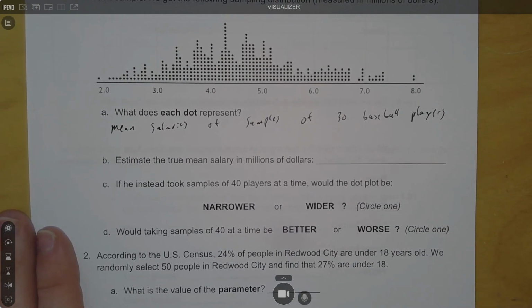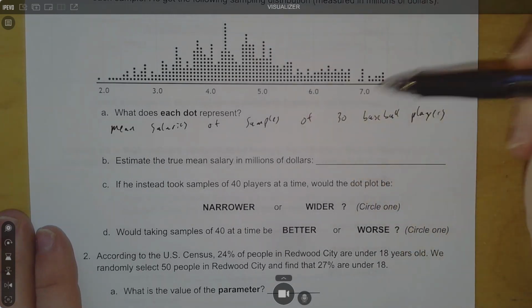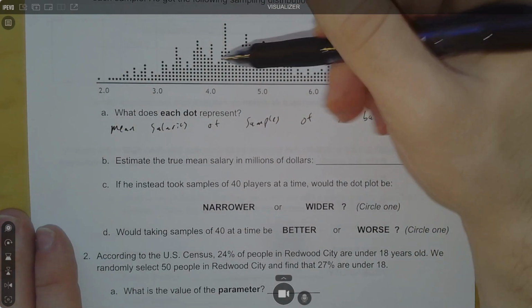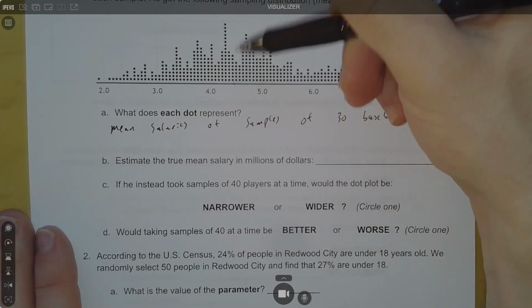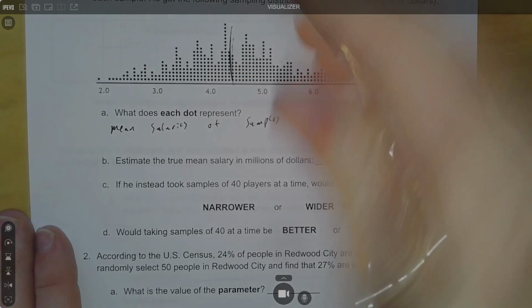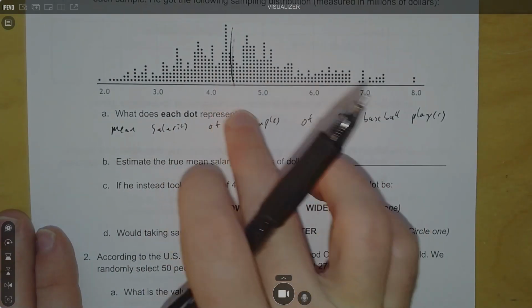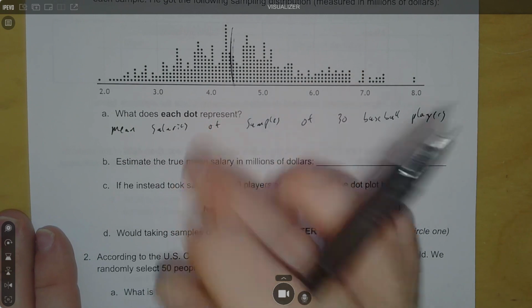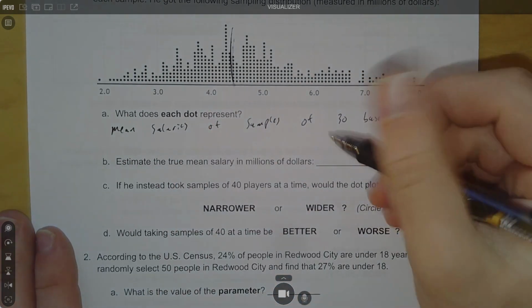Well, if I'm estimating here, I'm looking kind of in the center of the data set. I might guess about right here, it's kind of roughly in the middle. You know, anywhere in this zone kind of looks roughly mean-like to me. So I'm going to say roughly $4.5 million.